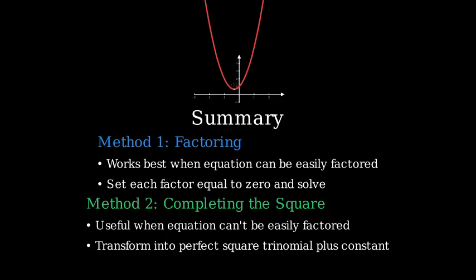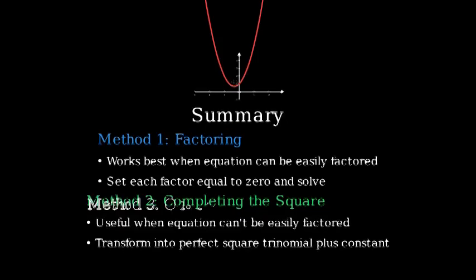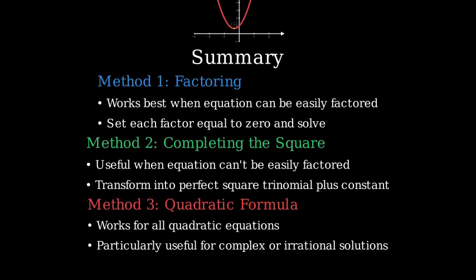We transform the expression into a perfect square trinomial plus a constant. Method 3. The quadratic formula works for all quadratic equations. It's particularly useful when the solutions are complex numbers or irrational.